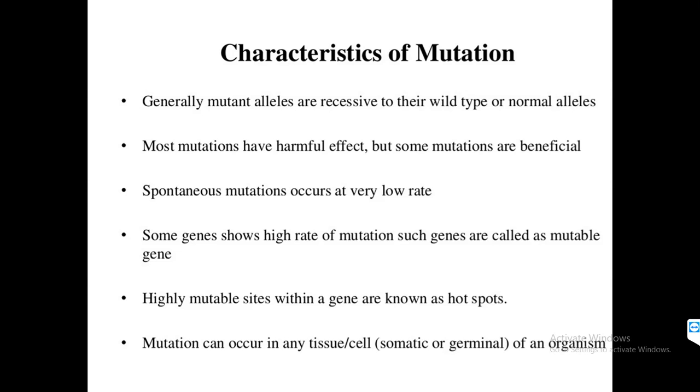And there are some mutations which are not beneficial, like sickle cell anemia, Down syndrome. There are many mutations that cause some lethal diseases. Some genes show high rate of mutation, and such genes are called as mutable gene. Mutable genes are those genes जो बहुत ज़्यादा high rate of mutation show करते हैं, and unlike the spontaneous mutations, because spontaneous mutations are occurring at a very low rate, so they are different from each other.